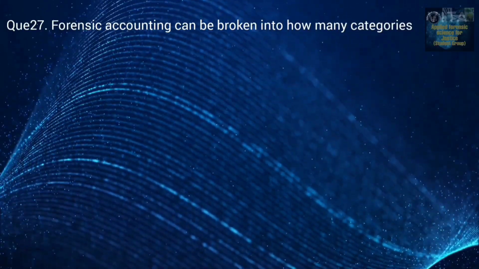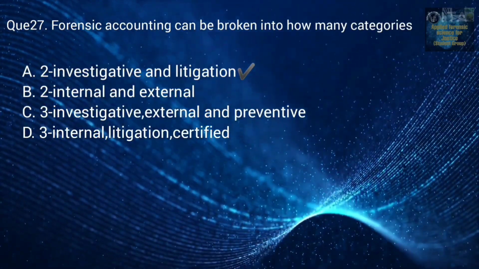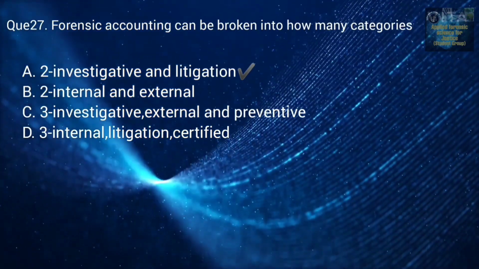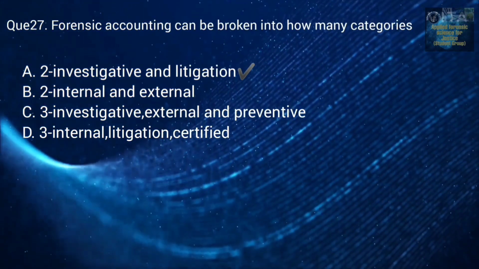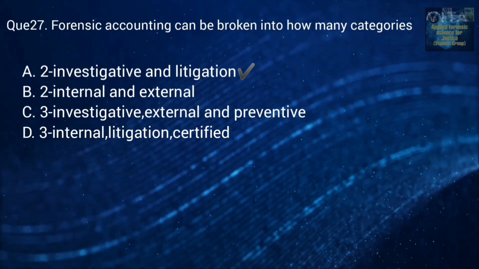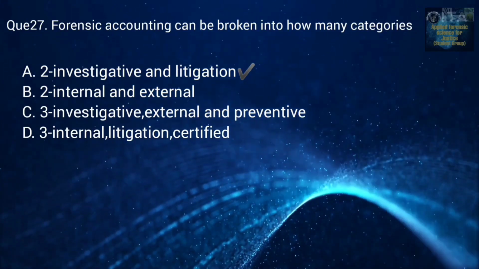Forensic accounting can be broken into how many categories? Options are A. 2. Investigative and litigation, B. 2. Internal and external, C. 3. Investigative, external and preventive, D. 3. Internal, litigation and certified. The correct answer is A.